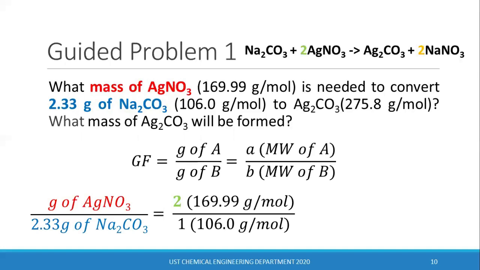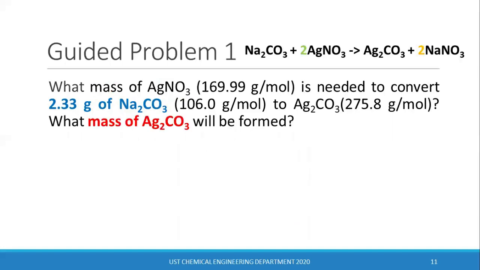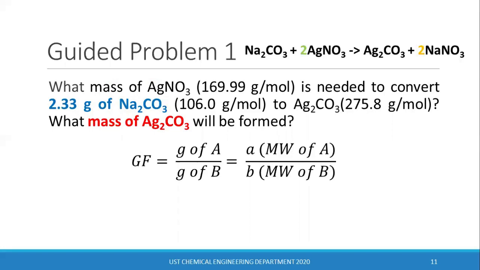This equation contains only one unknown. Solving for the mass of the silver nitrate, we will get 7.47 grams silver nitrate. We will now employ the same process in getting the mass of silver carbonate. Let's recall again the formula for gravimetric factor. Inuulit-ulit talaga natin para hindi makakalimutan ang formula na to.